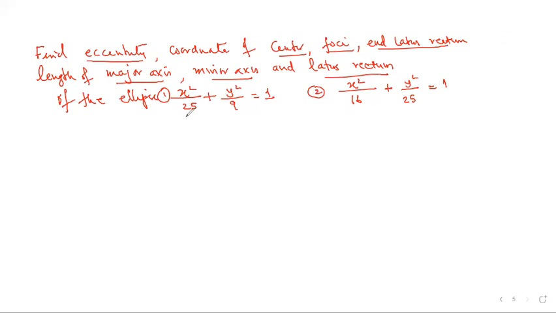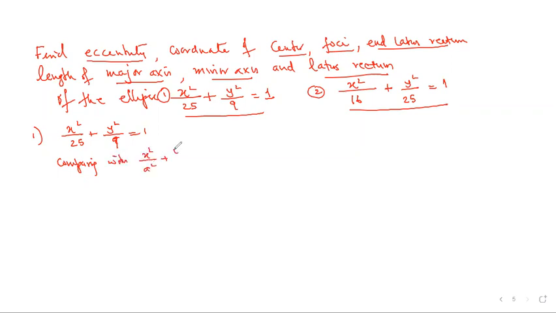So we are given two ellipses. What is the speciality of the first ellipse and the second ellipse? What is the difference? In the first one, a is greater than b, and in the second one, b is greater than a. Okay, very good. So first we'll have to calculate eccentricity. Let's take the first one: x square upon 25 plus y square upon 9 equal to 1. Comparing with x square upon a square plus y square upon b square equal to 1, a square is 25 and b square is 9.